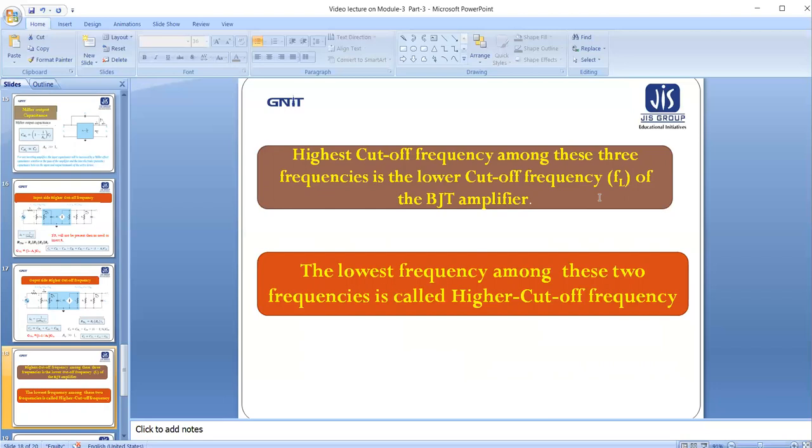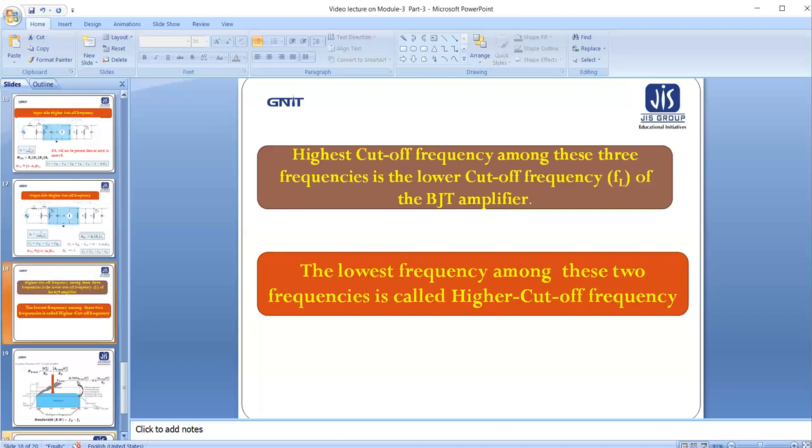But in case of higher cutoff frequency analysis, the lowest frequency must be considered as the higher cutoff. Suppose my input higher cutoff frequency is 1 megahertz and the output higher cutoff frequency is 5 megahertz. So what is the lowest value? The lowest value is 1 megahertz. So 1 megahertz must be considered as the higher cutoff frequency.